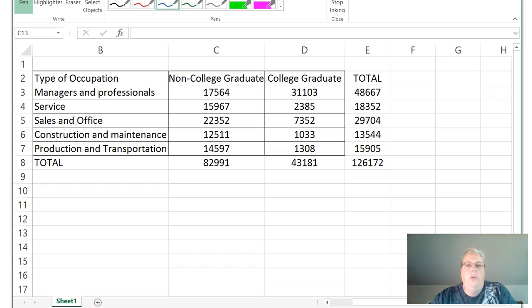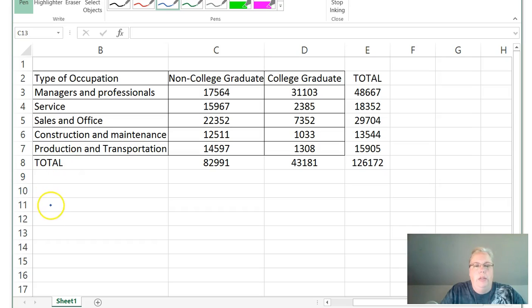Okay, the first thing we ought to do is get the sums over here to the side of each one of these rows. So 17,564 plus 31,103 is 48,667. And you can see I've added this row together, and then this row, and this row, and this row. And then this sum down here is the sum of this column. This sum is the sum of the college graduate column, and this sum right here is the sum of the non-college graduate column.